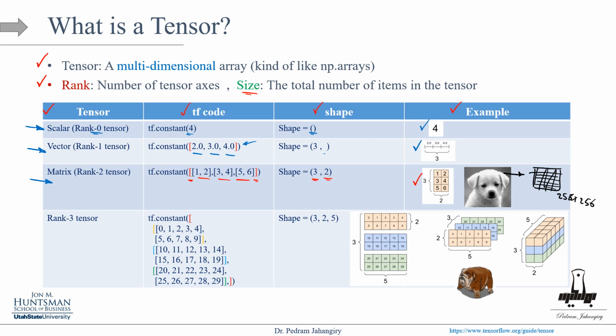And then the next one is rank 3 tensor. So for a rank 3 tensor, again, just look at the colors that I'm using here, outer bracket, inner bracket. It's not that difficult to follow, but I think if you see this one, the shape is going to be a lot easier. So we have 3 by 2 by 5, rank 3 tensor, right?